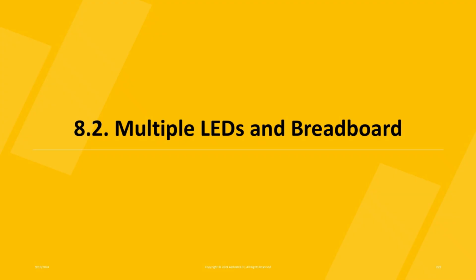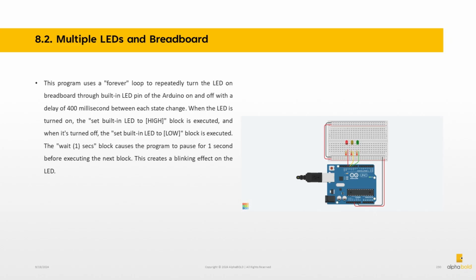Multiple LEDs and breadboard. This program uses a forever loop to repeatedly turn the LED on the breadboard through the built-in LED pin of the Arduino on and off with a delay of 400 milliseconds between each state change. When the LED is turned on, the set built-in LED to high block is executed, and when it's turned off, the set built-in LED to low block is executed. The wait 1 secs block causes the program to pause for 1 second before executing the next block. This creates a blinking effect on the LED.